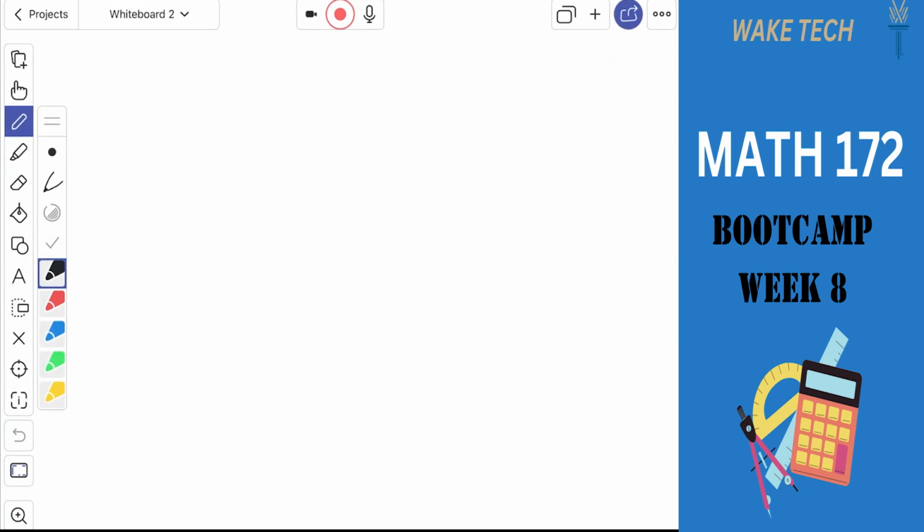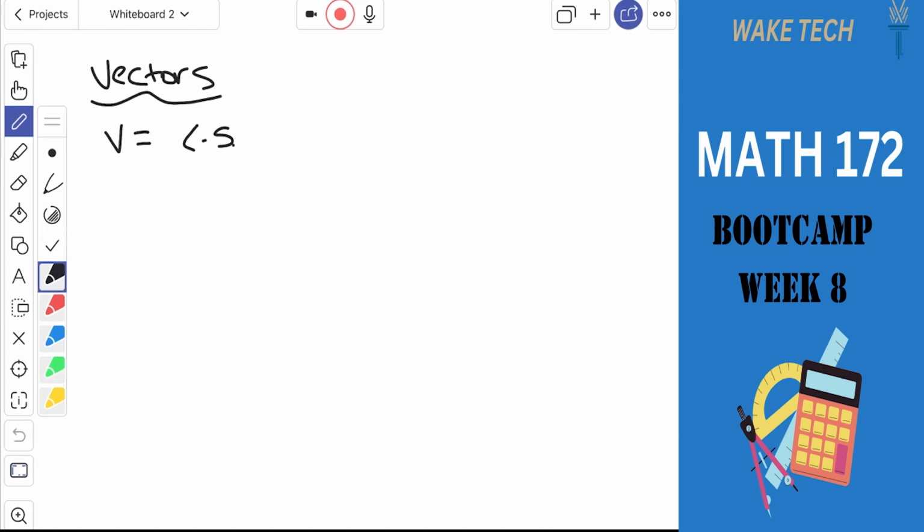So for vectors just in general, there were essentially two calculations that we had with vectors. If we have a vector v and it's equal to <-5, 12>, we can do two things with that. We can figure out its magnitude and we can figure out its direction.